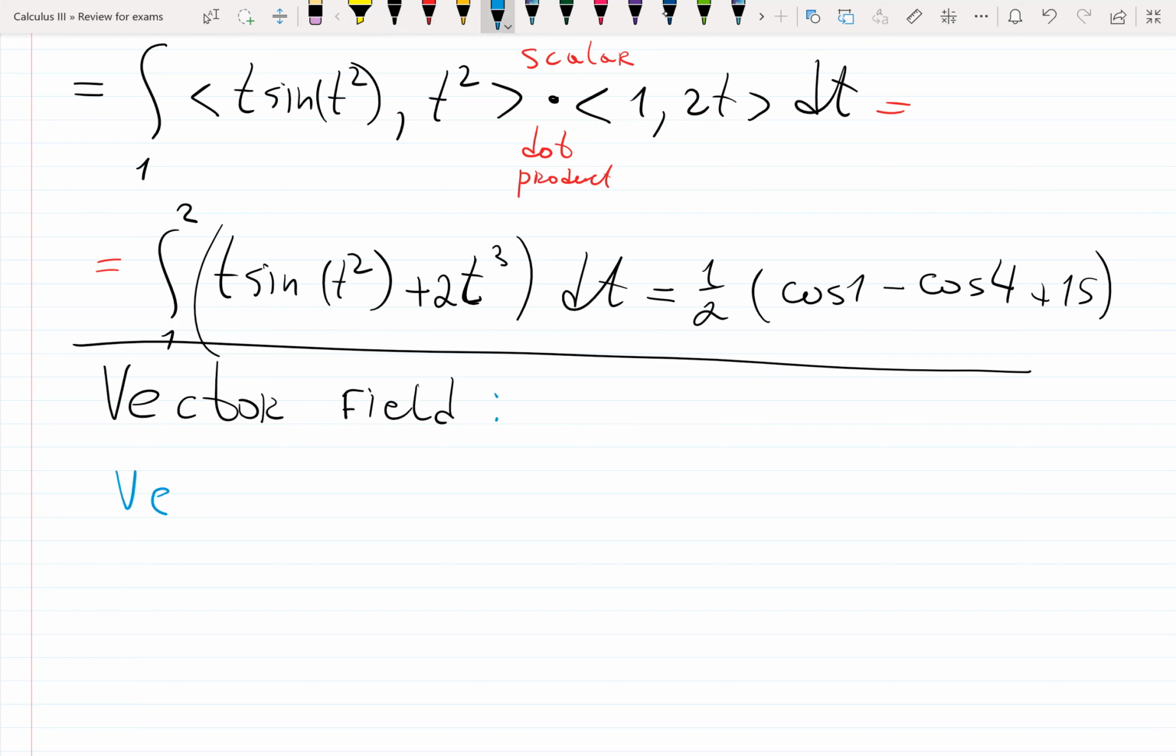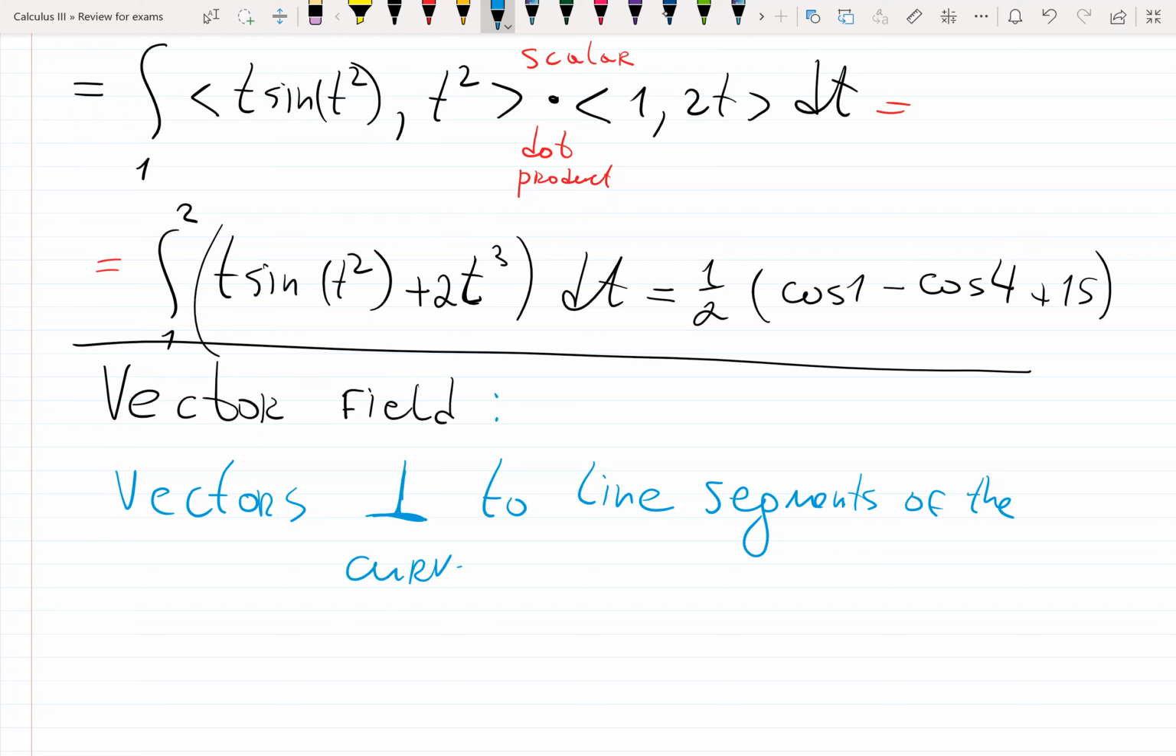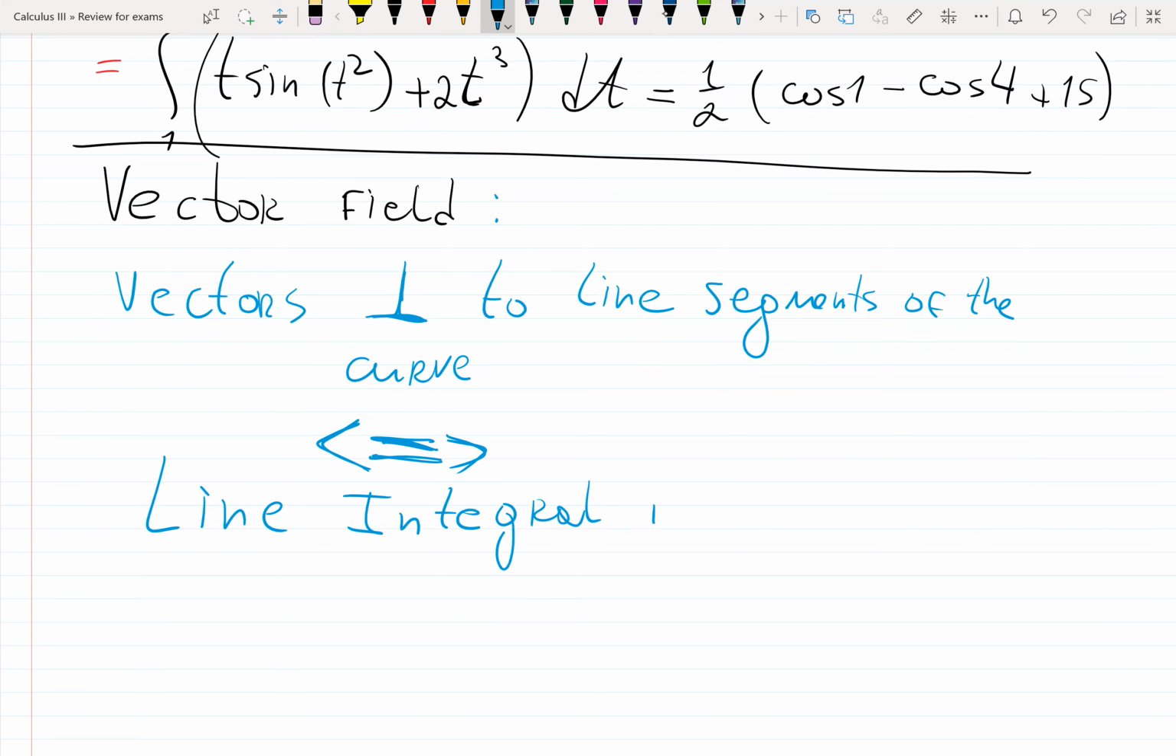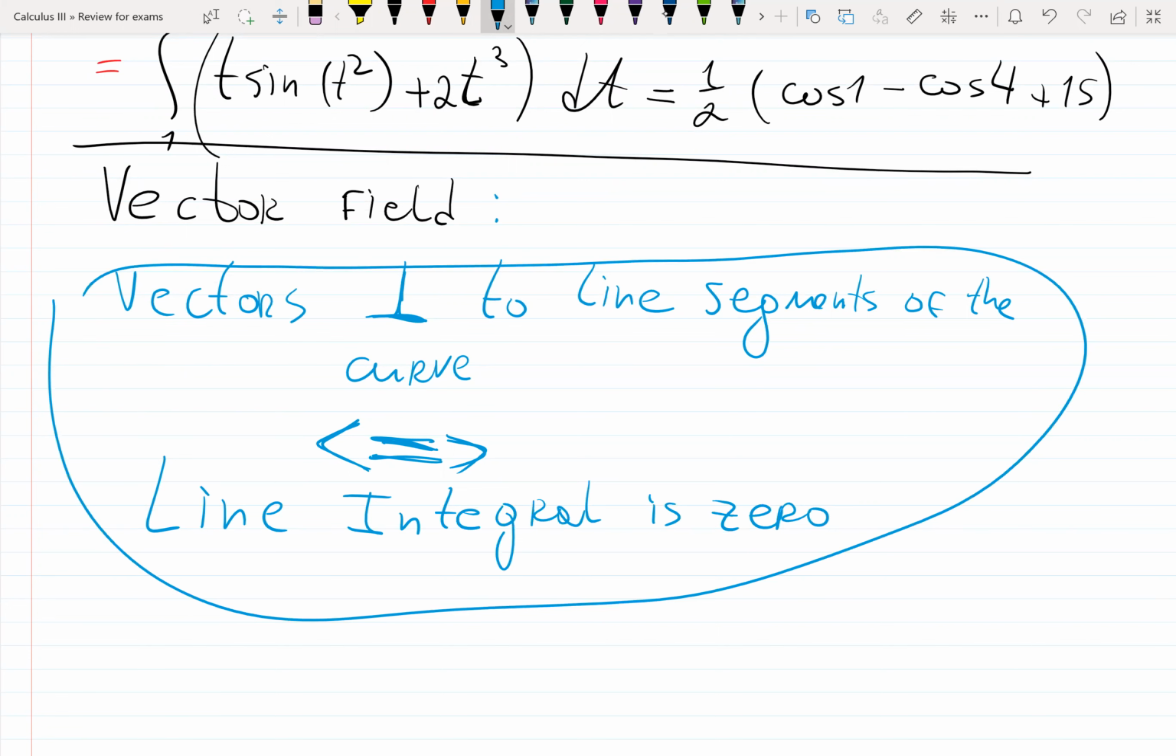So vectors are perpendicular to the line segments of the curve. What does this mean? Oh, if and only if, that is notation for if and only if. So it goes to the right and to the left. Line integral is 0. That's why it's part of the line integral topic. What does this mean?